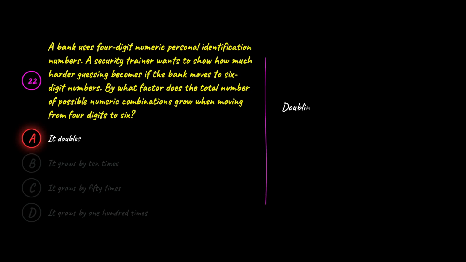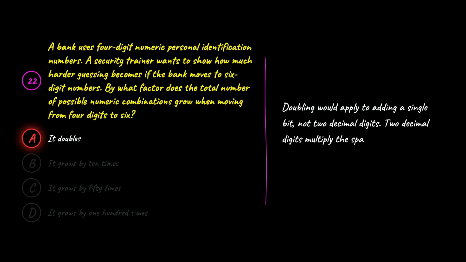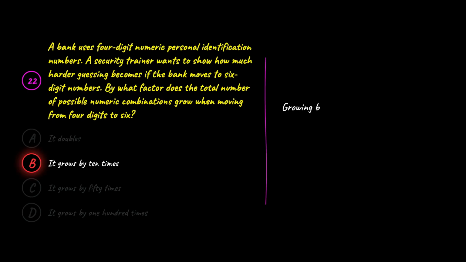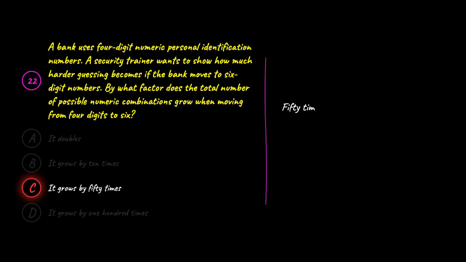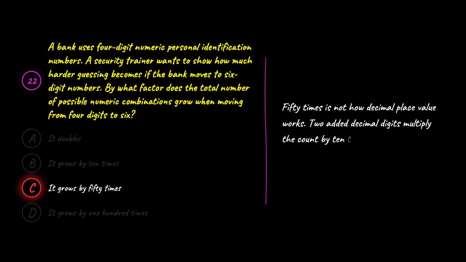A is wrong because doubling would apply to adding a single bit, not 2 decimal digits. 2 decimal digits multiply the space by 100, far more than double. B is wrong because growing by 10 times corresponds to adding only 1 digit. Moving from 4 digits to 6 adds 2 digits, so the growth is 10 times 10. C is wrong because 50 times is not how decimal place value works. 2 added decimal digits multiply the count by 10 twice, giving 100, not 50.